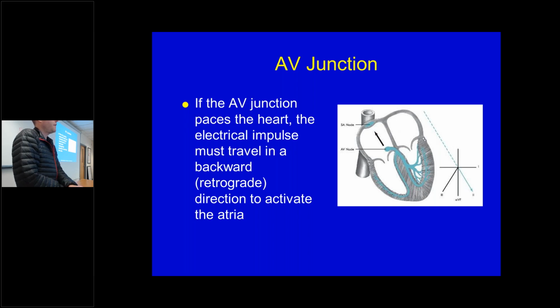So if the AV junction picks up the rate and the impulse comes from the AV node, what happens to your P wave? Inverted. So all junctional rhythms will have an inverted P wave, right? If you're looking at an EKG and you think it's a junctional rhythm, in lead 2 you had better have an inverted P wave in lead 2. All of these things we're talking about are in lead 2.